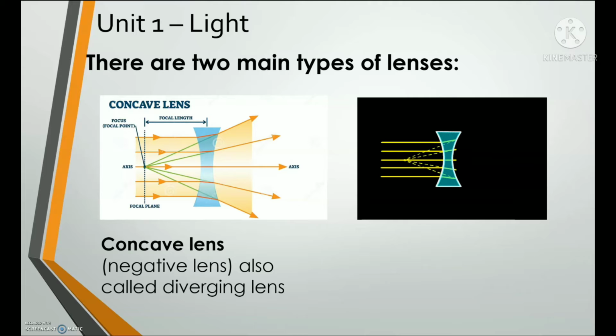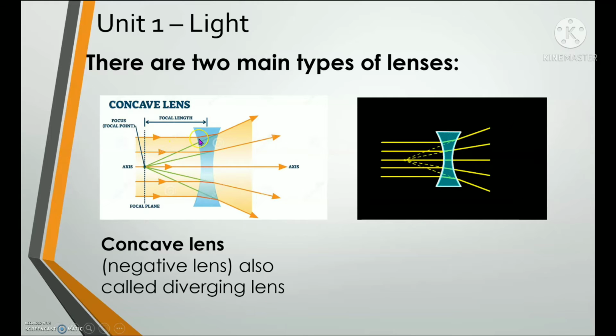The next one is a concave lens. Everybody repeat after me. Concave lens. Very good. It is a negative lens, also called a diverging lens. Everybody repeat after me. Diverging lens. Very good. So let's see the picture here. We can see in this picture the light rays are in parallel lines.